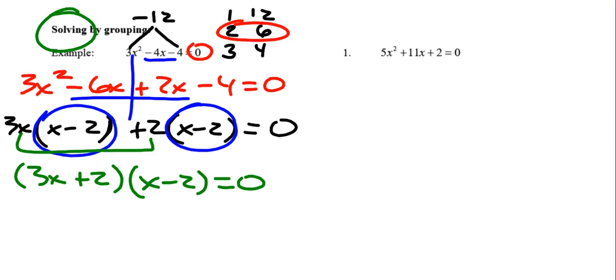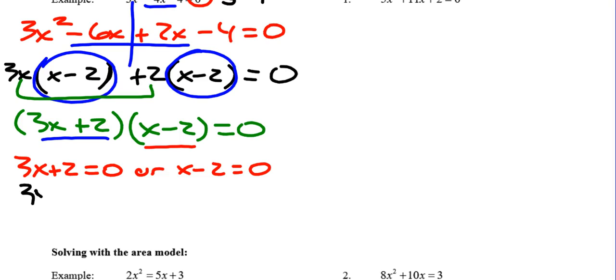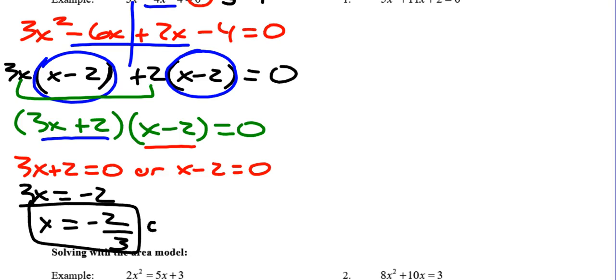We need to solve. We need to find the x values when y equals 0. So what this means is that this 3x plus 2 term or this x minus 2 term has to equal 0 for this statement to be true. So we do 3x plus 2 equals 0 or x minus 2 equals 0. Then I solve each of these. 3x equals negative 2, x equals negative 2/3, or x equals 2.